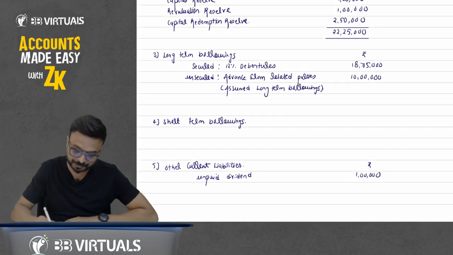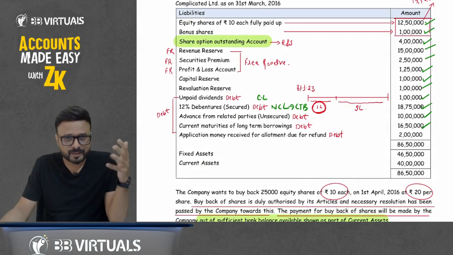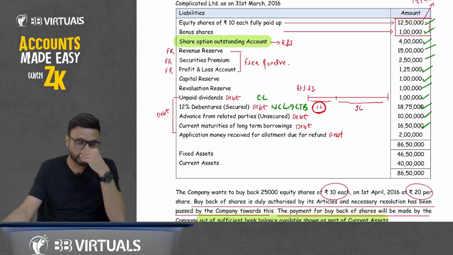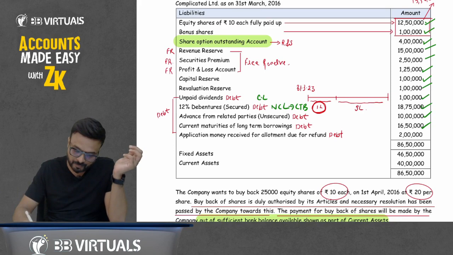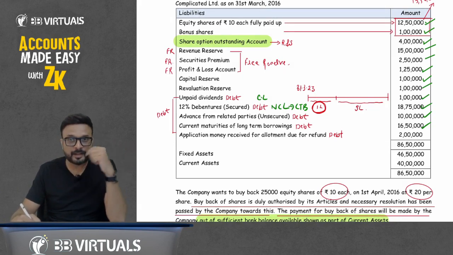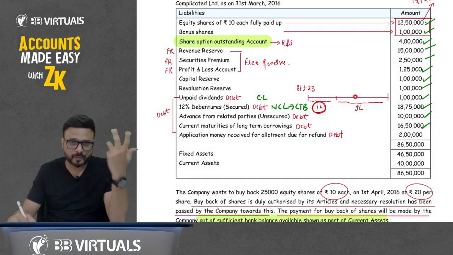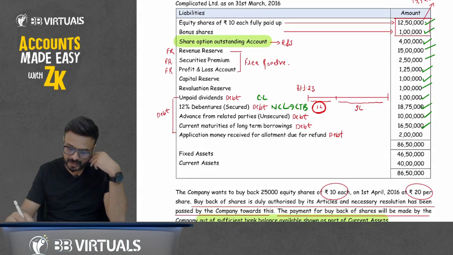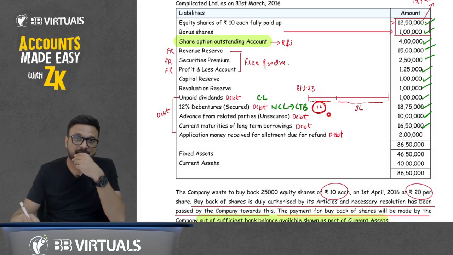Now after this, the next item is current maturity of long term borrowing. What does current maturity of long term borrowing mean? It's a long term borrowing, but the amount which is payable within a year. Suppose the loan is 1 crore, and within 1 year we are liable to pay 10 lakh. The 10 lakh is the current maturity of long term borrowing.